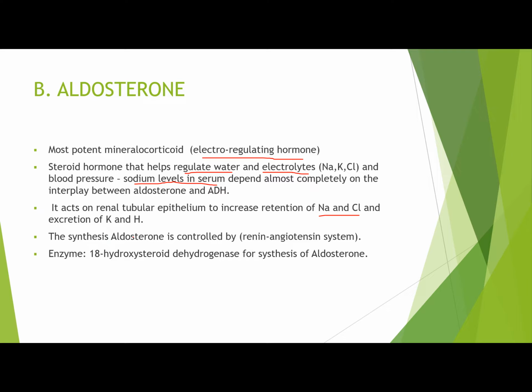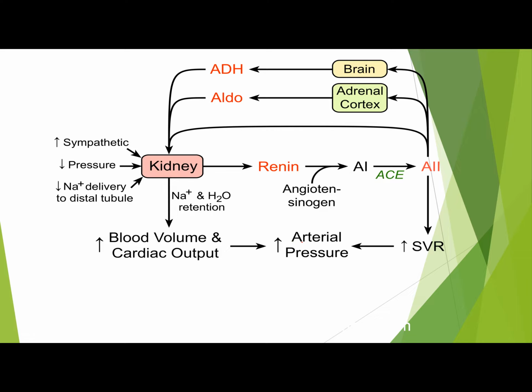hydrogen. The synthesis of aldosterone class is controlled by the RAAS or the renin angiotensin system. The enzyme here responsible for the synthesis of aldosterone class is your 18 hydroxysteroid dehydrogenase. So, responsible siya class para ma-create si aldosterone.